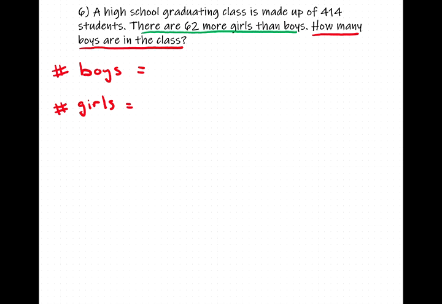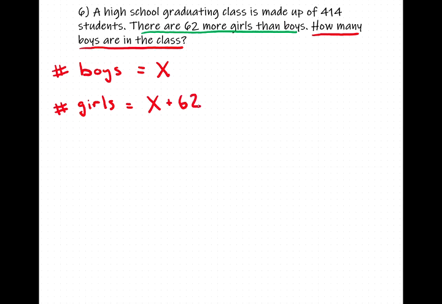So if we let the number of boys be x, well, we know there are 62 more girls than boys. So if we take the number of boys and add 62, that is the number of girls.